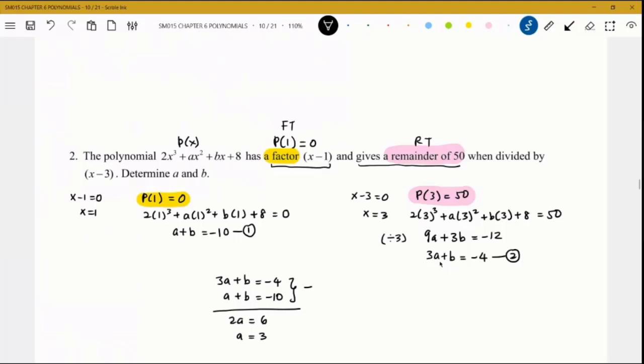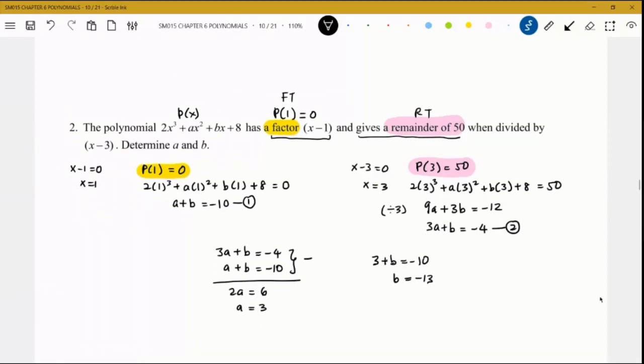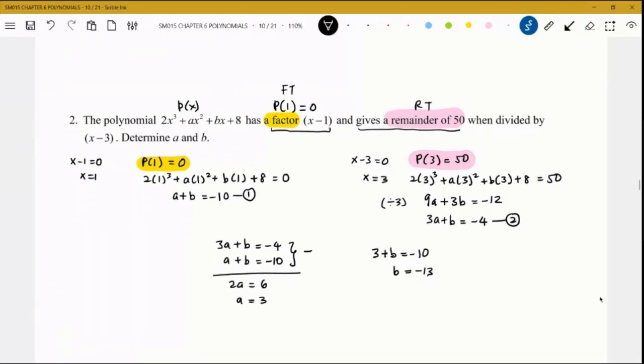So once we have the value for a, we can substitute into either one equation to find b. So 3 plus b equal to -10, so b should be equal to -13. Okay, so we get the value for a and b. Whenever we have the word factor, it means your remainder equal to 0. And whenever we have remainder, it means that remainder we equate with P.